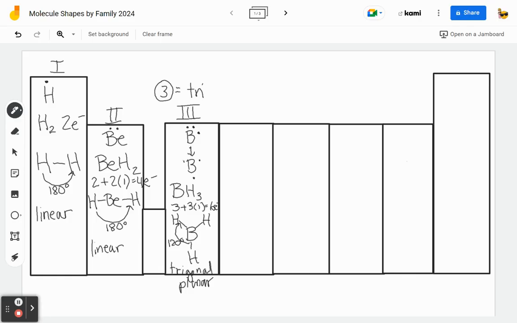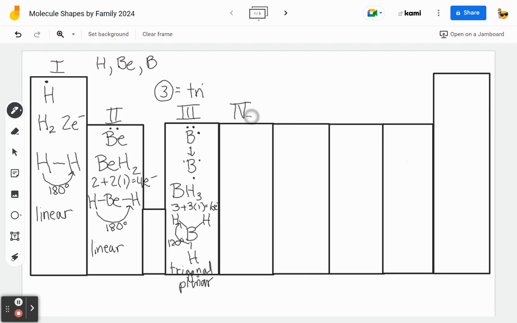Now that we've gotten through our 3 exceptions, which are hydrogen, in the first principal energy level, he can only have 2 electrons. Beryllium has to be happy with 4 electrons, and boron has to be happy with 6. So 2, 4, 6. Now we get to the normal. Everybody else besides those 3, when they get into a molecule, they want 8. So when you ask what does this element need, every one of them needs 8 except for hydrogen, beryllium, and boron.